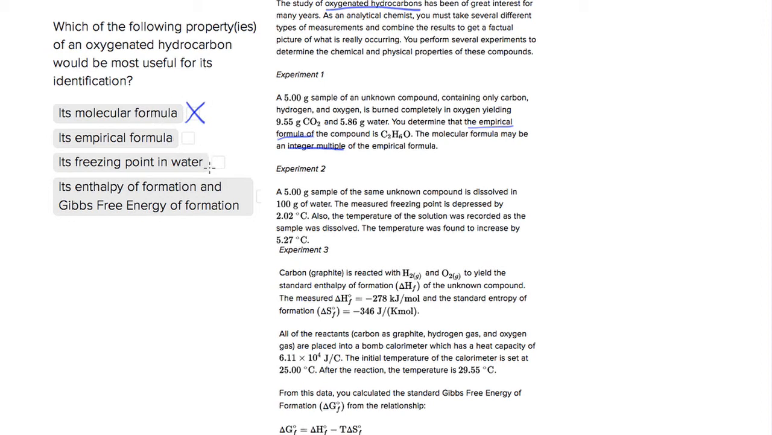Choice 3, it's freezing point in water, which is talked about in experiment 2. But experiment 2 talks about what its freezing point is and how it differs from the freezing point of water, but it doesn't serve to identify the compound. So that's no good. And choice 4, it's enthalpy of formation and Gibbs free energy of formation, talked about in experiment 3, also doesn't do anything to identify the compound. It tells us some interesting information, but it's not going to serve to identify. So the empirical formula, which we see in experiment 1, is the only way to consistently identify the compound, in this case C2H6O. So let's go with choice 2.